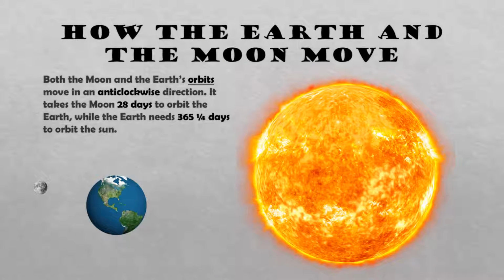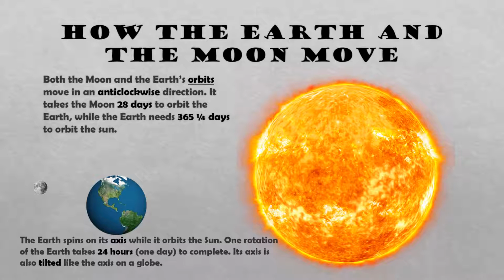How the Earth and the Moon move. Both the Moon and the Earth's orbits move in an anti-clockwise direction. It takes the Moon 28 days to orbit the Earth, while the Earth needs 365 1/4 days to orbit the Sun. The Earth spins on its axis while it orbits the Sun.